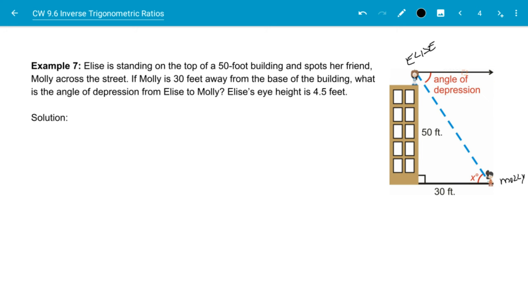Now, if Elise looked up, like let's say she was looking at a bird or an airplane flying by, that would be the angle of elevation because it would be coming up. And so that just tells you in reference to the horizontal, are they looking up or are they looking down? So when we take a look at this, the angle of depression, that's what we're trying to find.